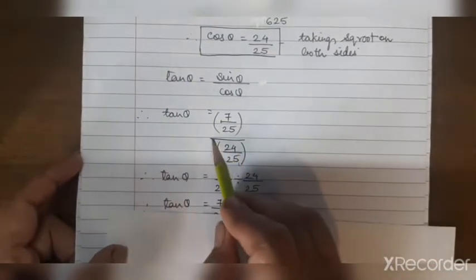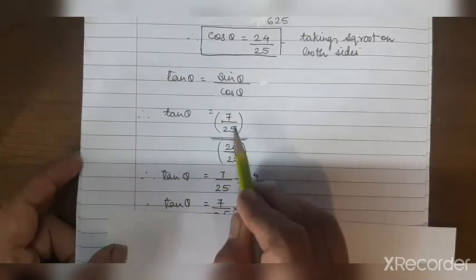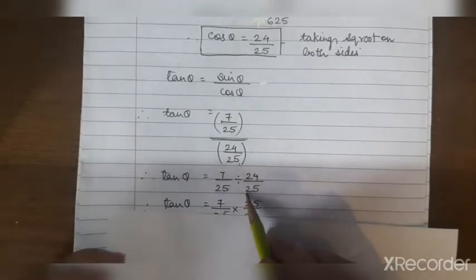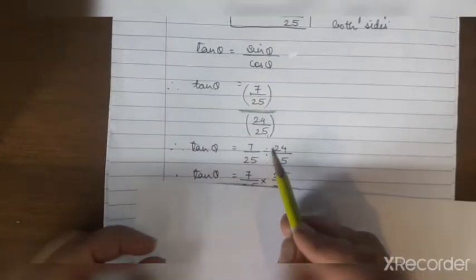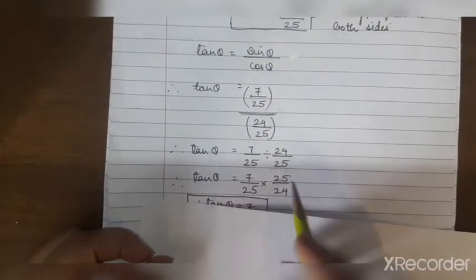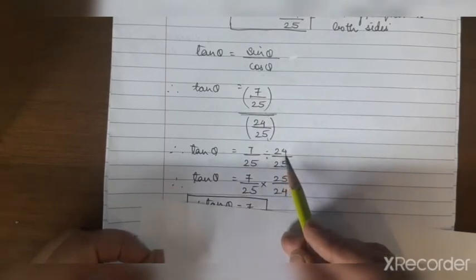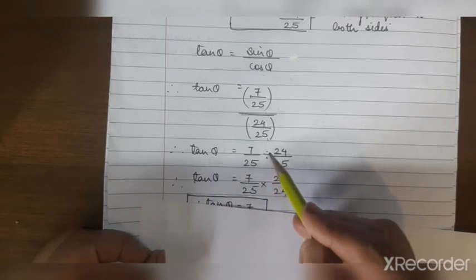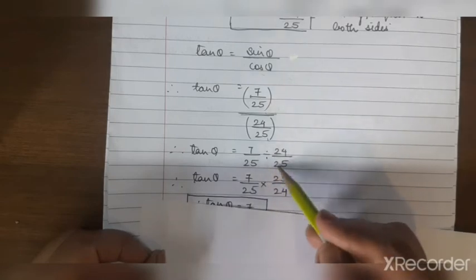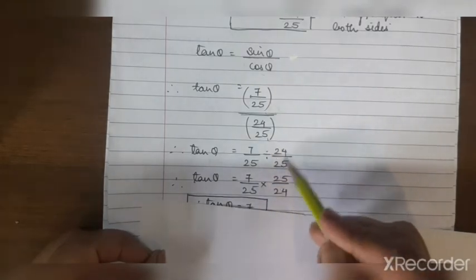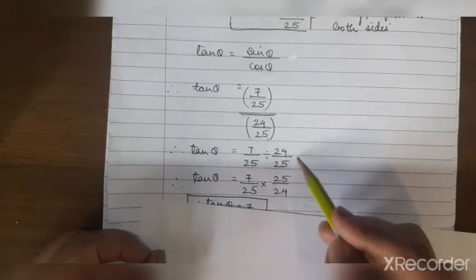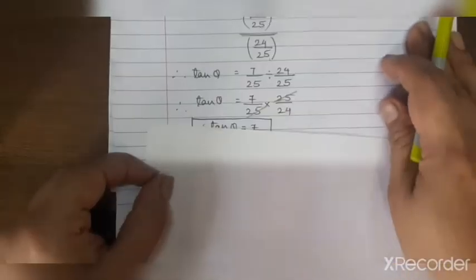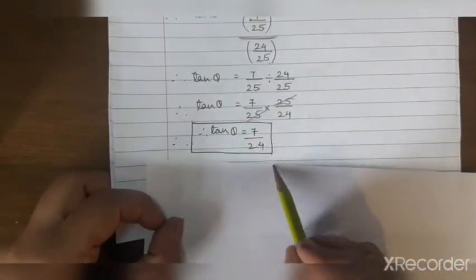Since this is a division of one fraction by another fraction, we have written it in the division form. This division we convert to multiplication. This we have studied in the 6th standard. So 7 upon 25 divided by 24 upon 25, and when we convert this to multiplication, the second ratio becomes the multiplicative inverse. So it becomes 25 upon 24. 25 gets cancelled and we get tan theta as 7 upon 24.